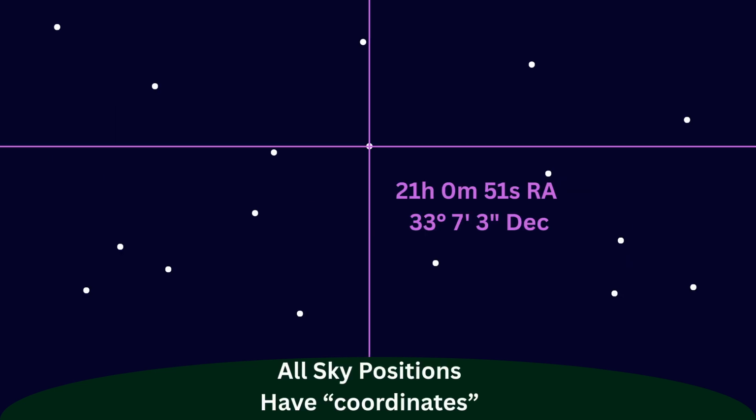However, for all intents and purposes, every object in the sky can have a right ascension and declination, and I can tell you exactly where I would find it, regardless of where I was standing, regardless of where I was looking, allowing us to standardize astronomy.